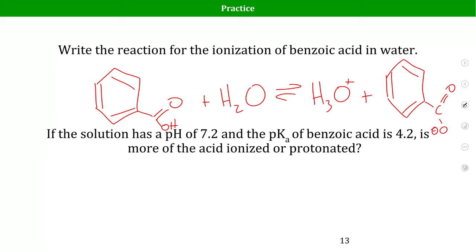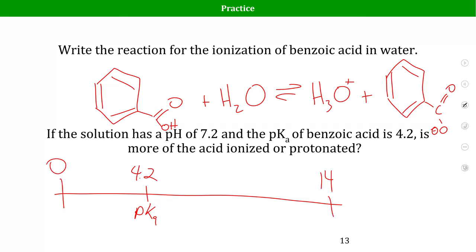Yeah, and so the other way that it helps to think about these is to think about the pH of a solution as being a number line. But really the point that you want to pay the most attention to is your pKa. Everything this direction is more basic. And if your pH is more basic than your pKa, you're going to have more of it as the product. Everything this way is going to be more acidic. If it's more acidic than the pKa, you have more of it in the protonated form.